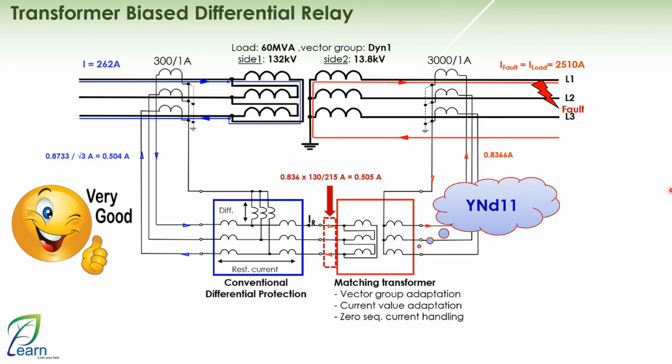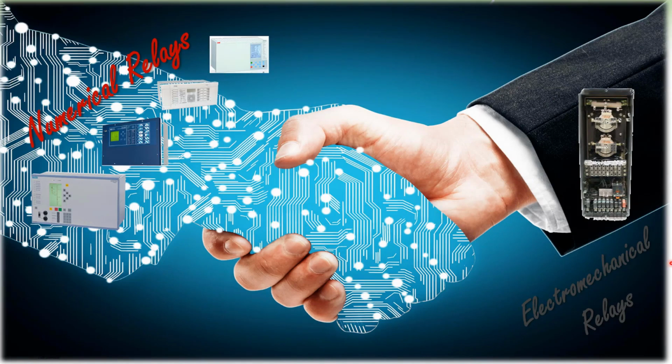In the last lecture, we saw together how we were able to use the bias differential relay to protect equipment like transformers, and how we managed to overcome the challenges we faced by using matching current transformers, through which we were able to perform current value adaptation, zero sequence current handling, in addition to vector group adaptation. In this lecture, we want to see together how the transformation occurred from electromechanical relays to numerical relays.